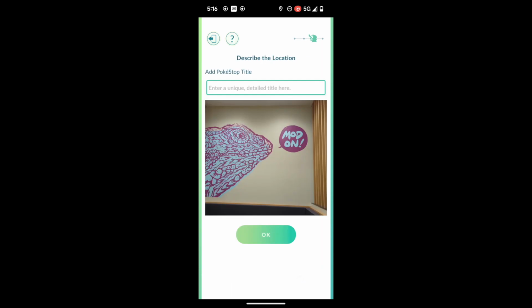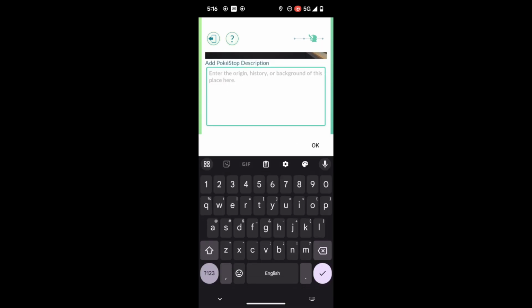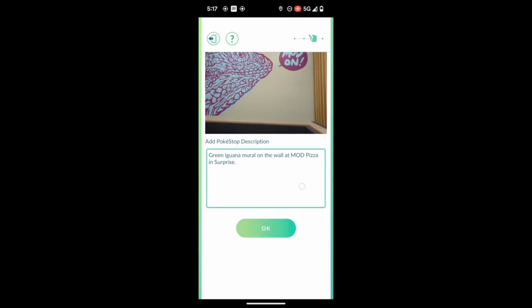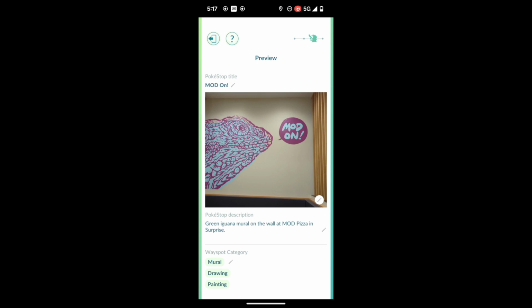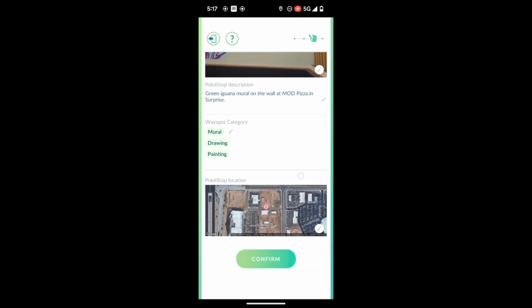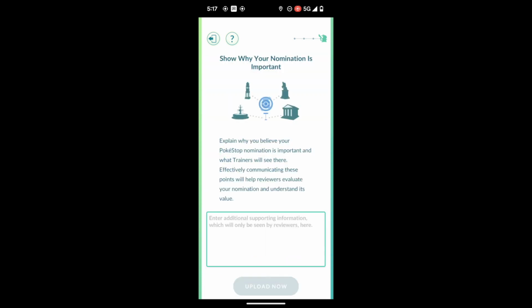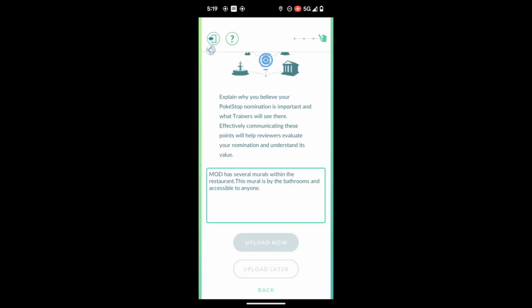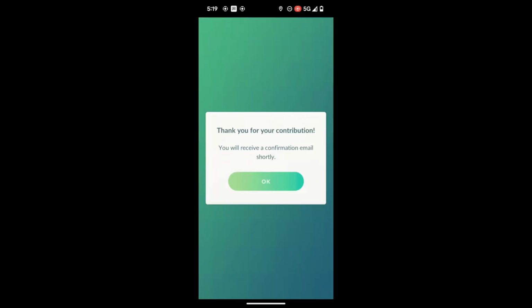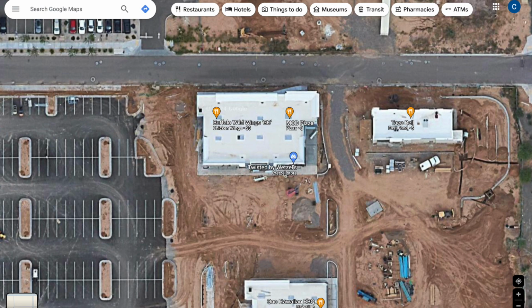And then I just gave it the very generic title of Mod On, which is what the iguana is saying. And then also a very generic description because I think good nominations sell themselves. All right, so here are the categories I chose. And then next, I was on to the supporting information for whoever is nominating it. I put in that it was a restaurant with a lot of murals, knowing that I would go back to it later.